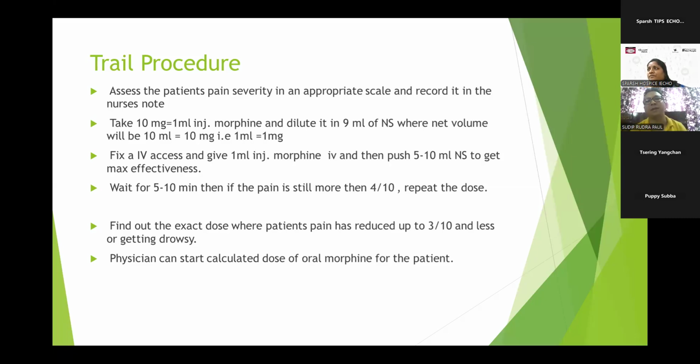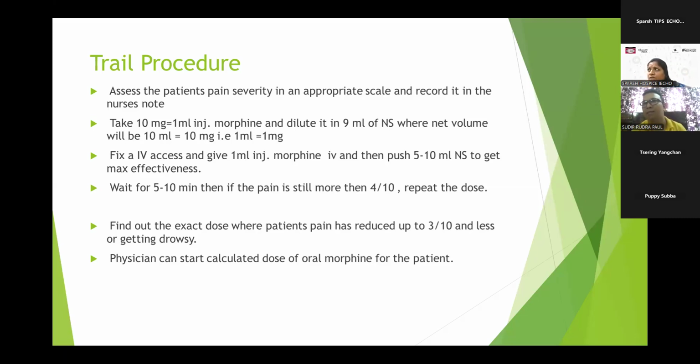Suppose the patient tells you, I am having pain like 7 by 10 on the numerical rating scale. That means the patient is having severe pain. I have explained that injection morphine comes in 1 ml, and 1 ml equals 10 mg. So 1 ml of injection we will dilute in 9 ml of NS, ultimately 10 ml and 10 mg. So 1 ml equals 1 mg solution we made.